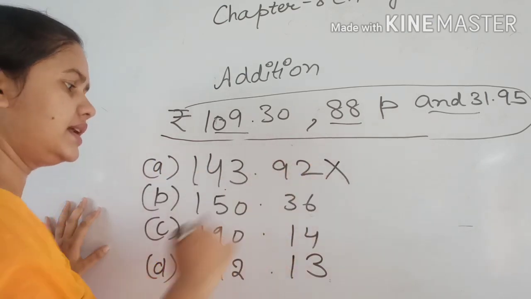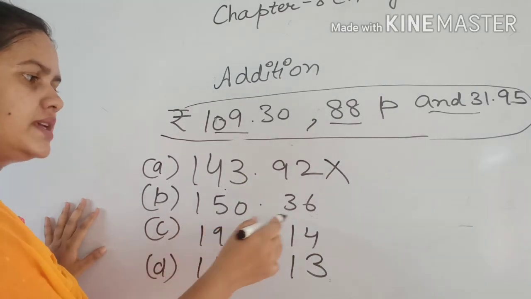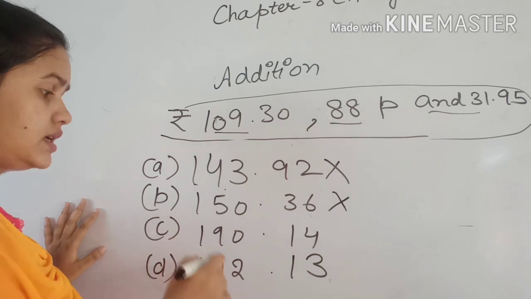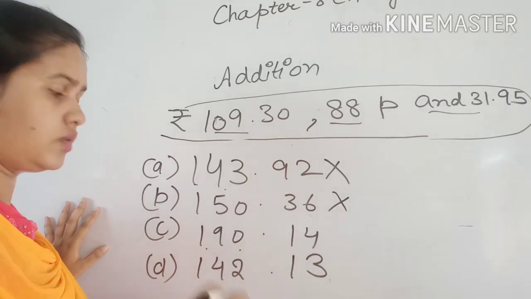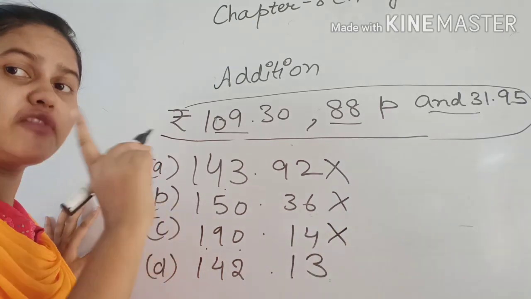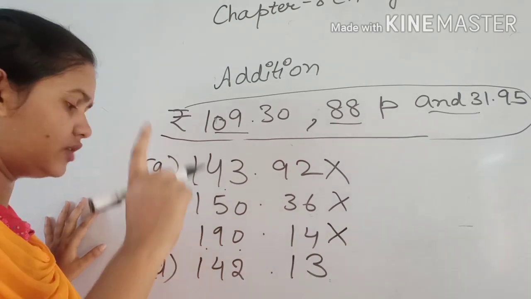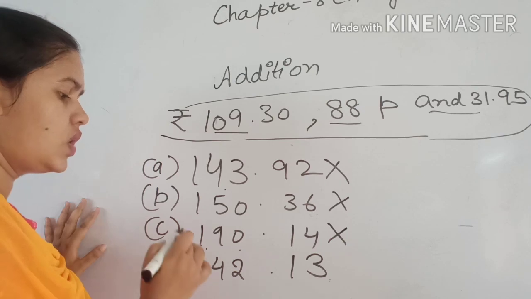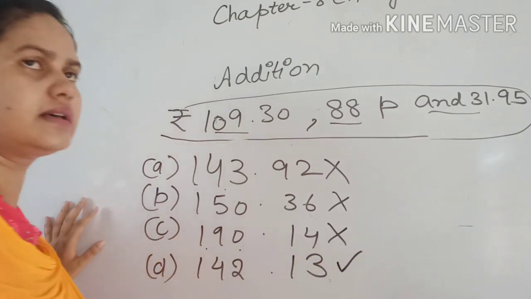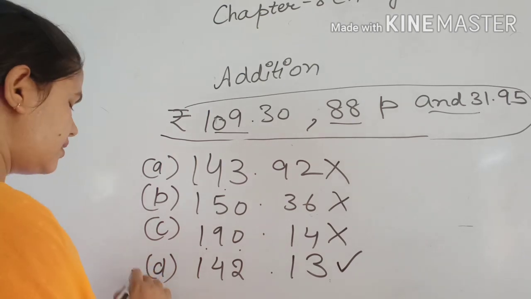So this one is incorrect. 150 rupees 36 paise? No. This one is also incorrect. Now come to third. 190 rupees and 14 paise. Is that true? No. When we add this one, then we will get our right answer. This is 142.13 paise, the right answer, which means D is our right answer.